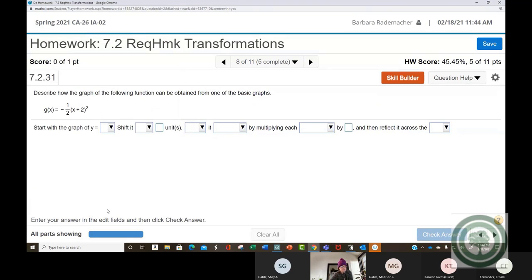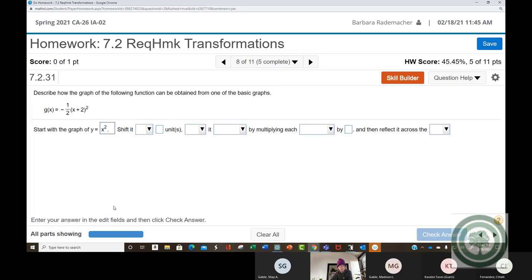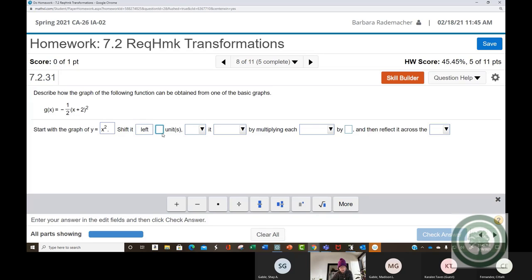you can go back and do this. Start with the graph of y equals x squared. Shift it. There's only one shift. Shift it left 2 units. And then shrink it, definitely shrink it vertically.